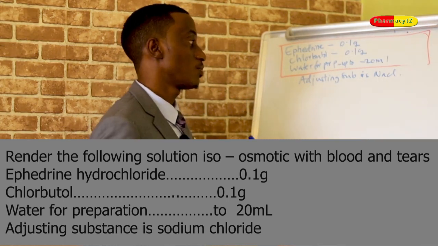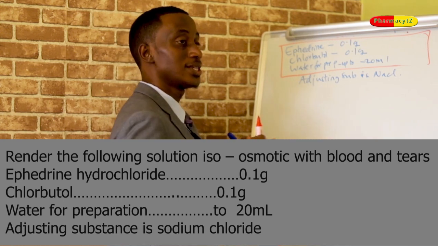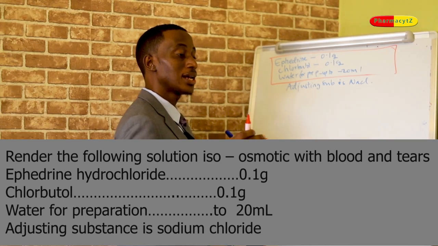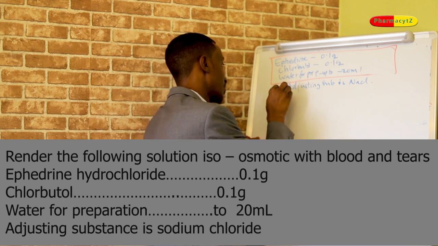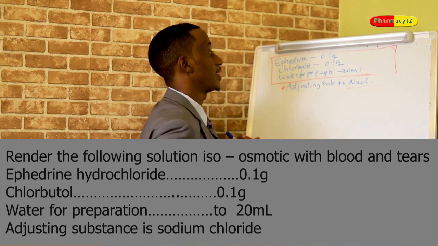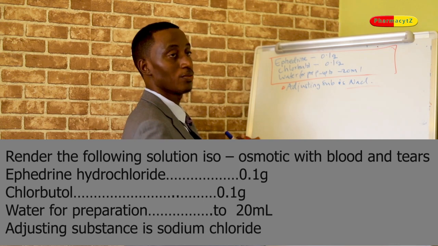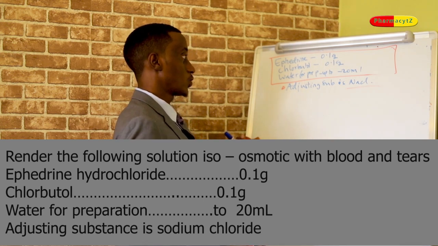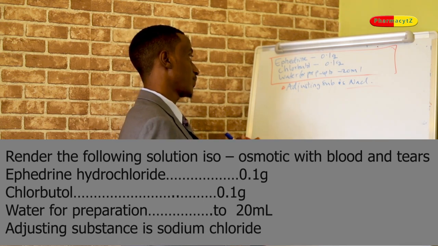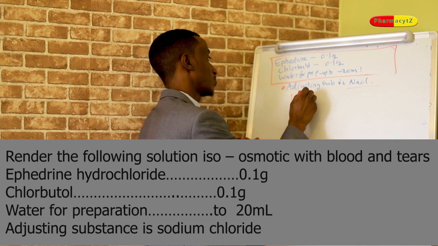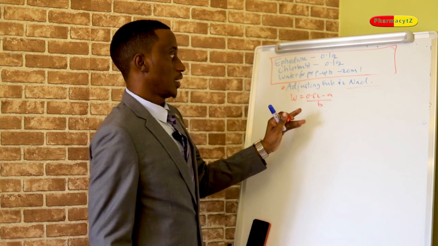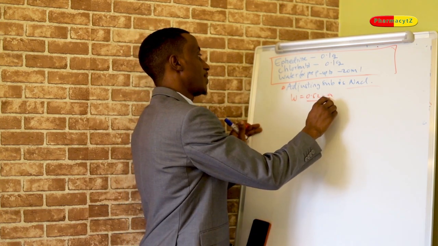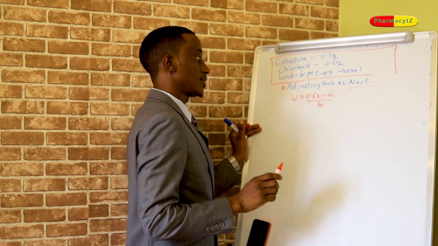It's not isotonic with body fluids. That is to say, it is not adjusted, it is unadjusted. We need to adjust it by using an adjusting substance, which is sodium chloride, to make it isotonic. So what we need to do is to use our formula, W equals 0.52 minus A over B. So what is A? A means an adjusted substance.